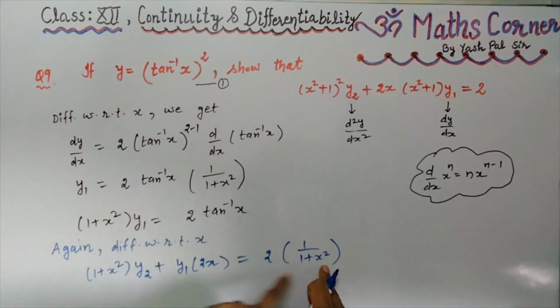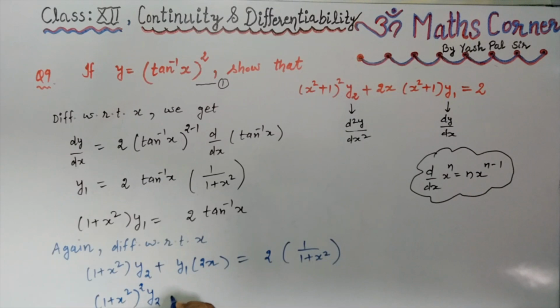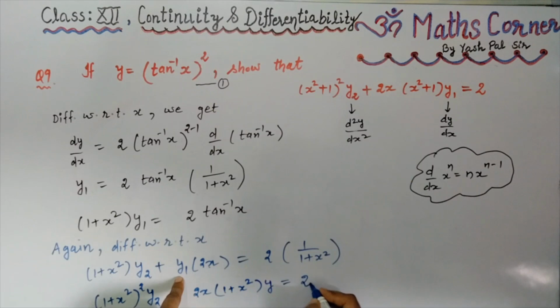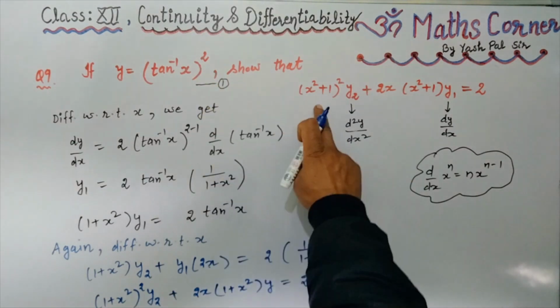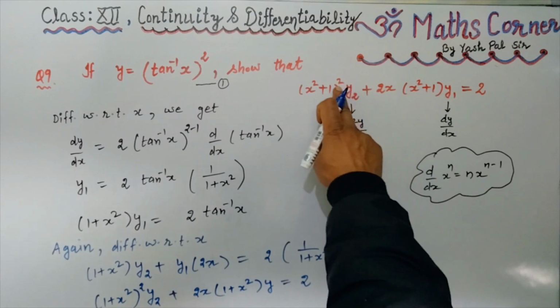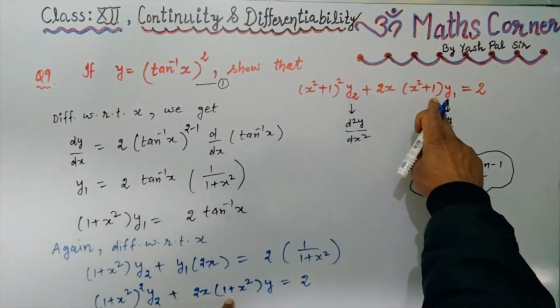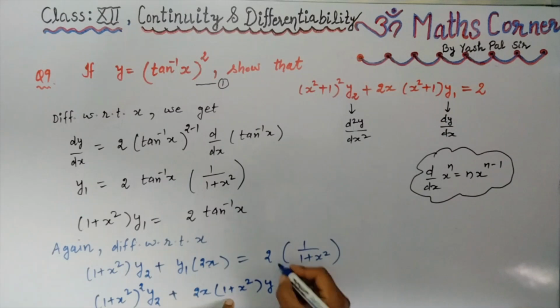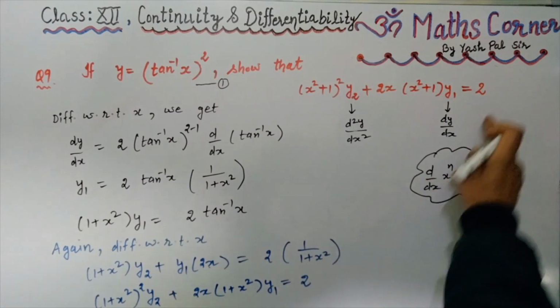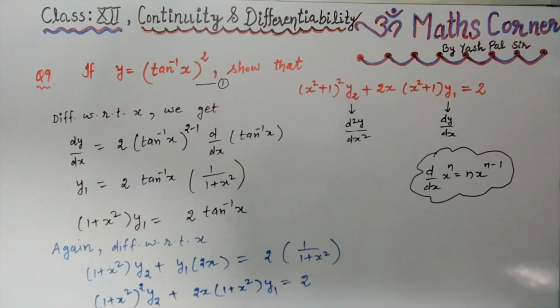Again this 1 plus x square will be multiplied throughout. So the equation becomes 1 plus x square whole raised to power 2 into y2, plus 2x into 1 plus x square into y1. Right hand side is 2. So we prove that x square plus 1 whole square into y2 plus 2x into 1 plus x square into y1 is equal to 2. Hence proved.